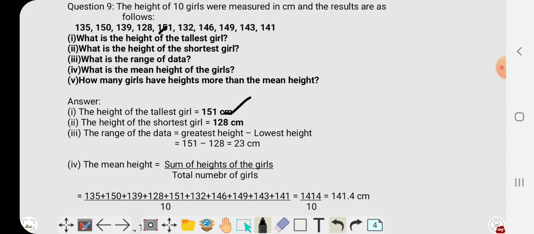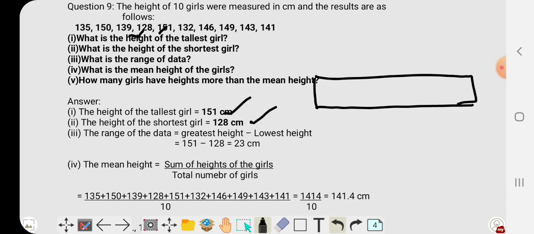The height of the shortest girl, find here. This one is the smallest number, 128. So this is the height of the shortest girl, that is 128 centimeter. What is a centimeter? You can see your scale. In the scale you will see the marks 1 2 3 4 5 6 7 8 9 10. Then 1 2 3 4 5 6 7 8 9 10. So the distance between these two numbers will be equal to 1 centimeter. This is equal to 1 centimeter actually.